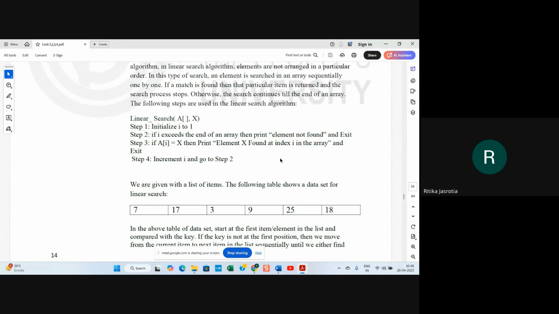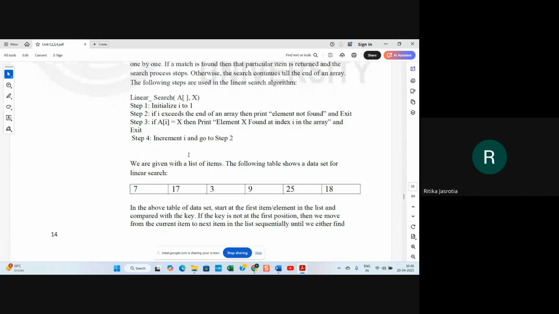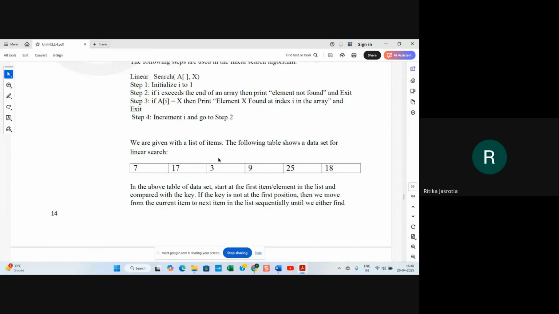Here your function is linear search, where you are passing an array and an element which you need to search. So initialize i to 1. If i exceeds the end of the array, then print element not found and exit. If a[i] is equal to x, then print element x found at index i in the array and exit. Otherwise increment i and go to step 2 again and see if you are finding the element or not.